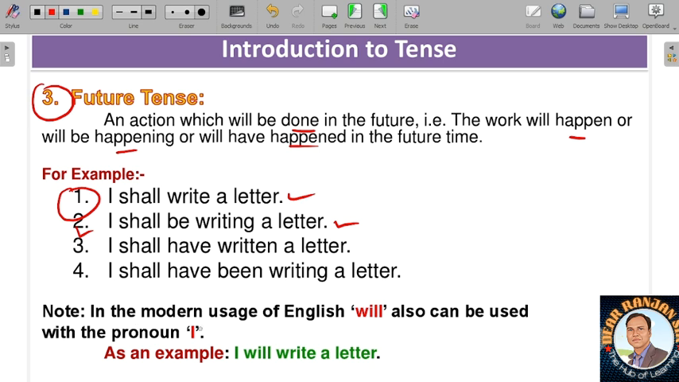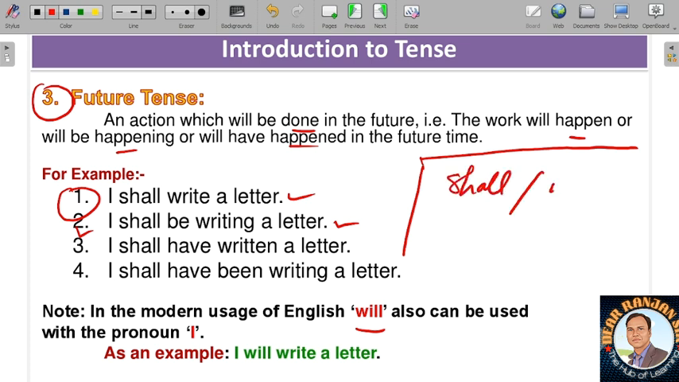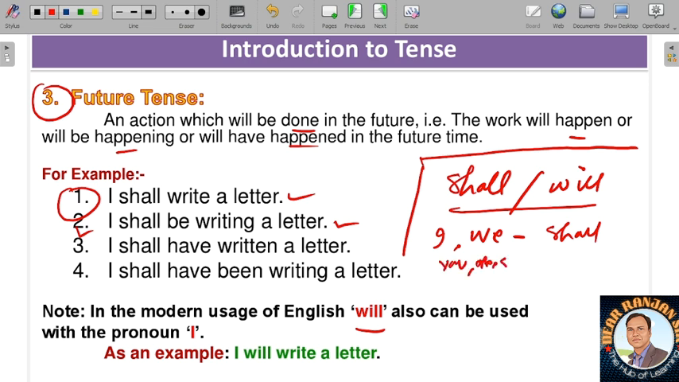Now, things to be noted: when we see future tense, we will be studying this one in coming classes, in our next videos that I will be posting on YouTube. Just let me tell you, in future tense we have two helping verbs, that is shall and will. According to grammar, first person I and we should use shall, and other subjective pronouns like you, he, she, it can use will.